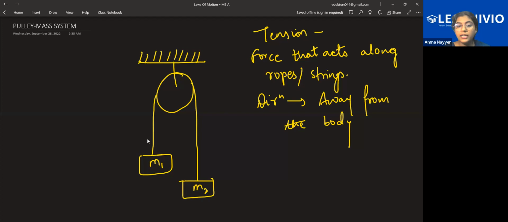Now, a tension will be acting away from this and a tension will be acting away from this. See, this is the same string which I have used. This string is going here and then here. So it's the same string over here. That's why the tension will be the same.